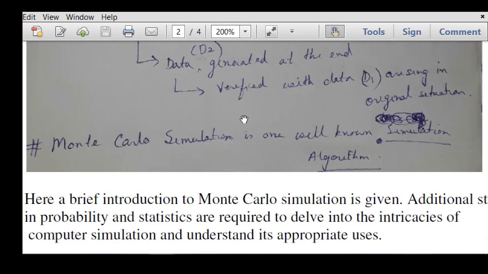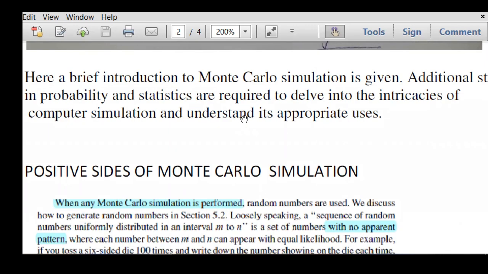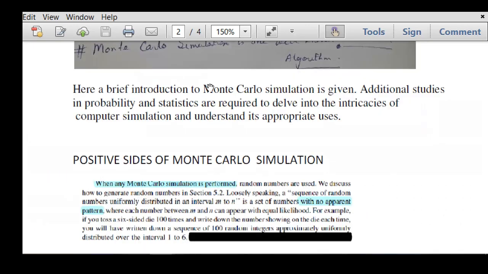It is used as a part of mathematical modeling to tackle any real life problem which is given to us. Now obviously there are some pros and cons of this Monte Carlo simulation method.